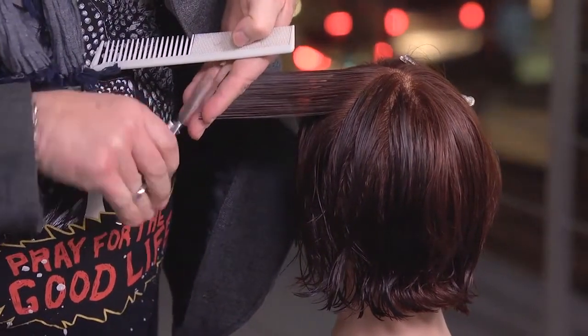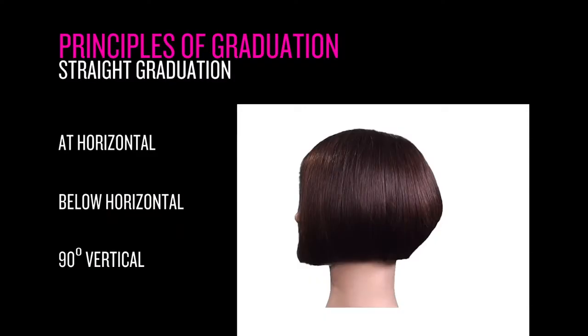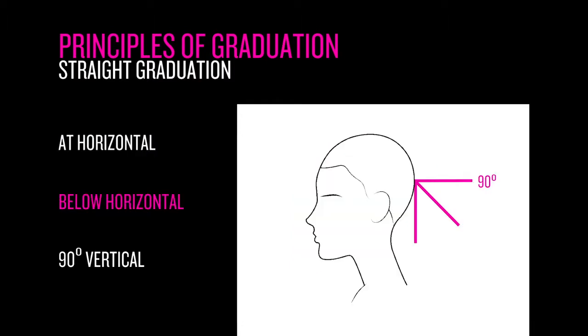The easiest way to remember the three types of graduation is to think of the three S's: straight, scoop, and swell. In Principles of Shape, we talked about the two lines in the universe, straight and curved. Straight graduation creates a straight, hard line within the graduation, while scooping and swelling create curved lines. Let's break them down individually. Straight graduation is produced when the elevation is at or below the horizontal. There is one exception. When it's elevated vertically at 90 degrees, we also produce a straight line in the graduation.